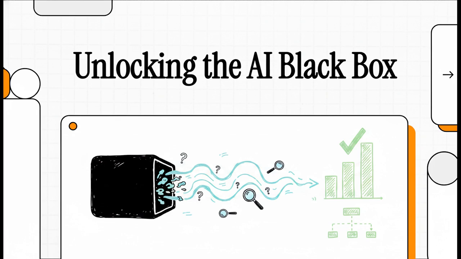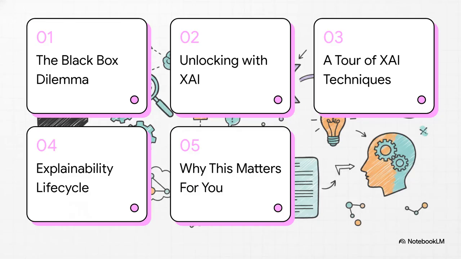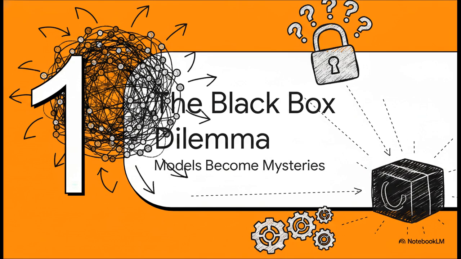In this explainer, we're going to crack open that black box and get into a skill that's absolutely essential for every developer today: explainable AI. So here's our game plan. First, we'll dig into the black box problem, something I'm sure you've run into. Then, we'll introduce explainable AI as the key to unlocking it. After that, we'll go on a tour of some really practical techniques you can start using right away, see how they fit into your day-to-day development lifecycle, and finally, we'll talk about why knowing this stuff really gives you a major edge.